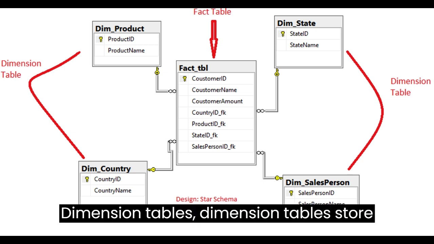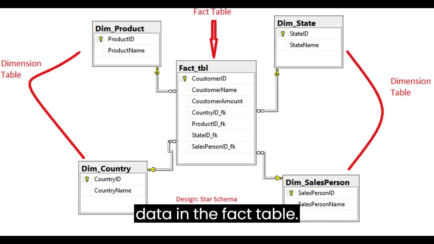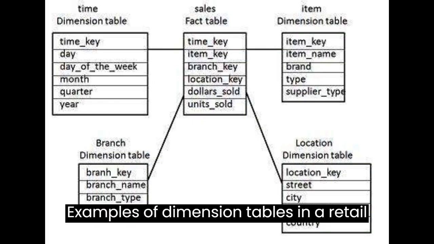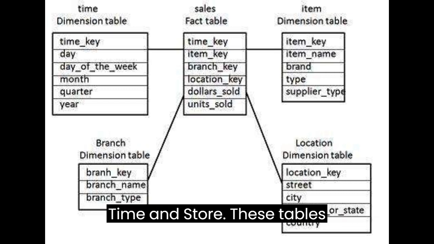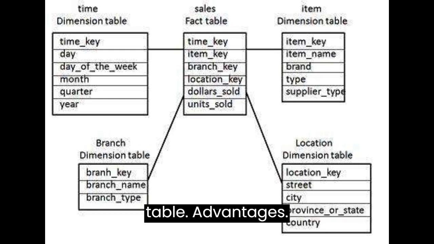Dimension tables. Dimension tables store descriptive attributes related to the data in the fact table. Examples of dimension tables in a retail scenario might include product, customer, time, and store. These tables provide context for the data in the fact table.